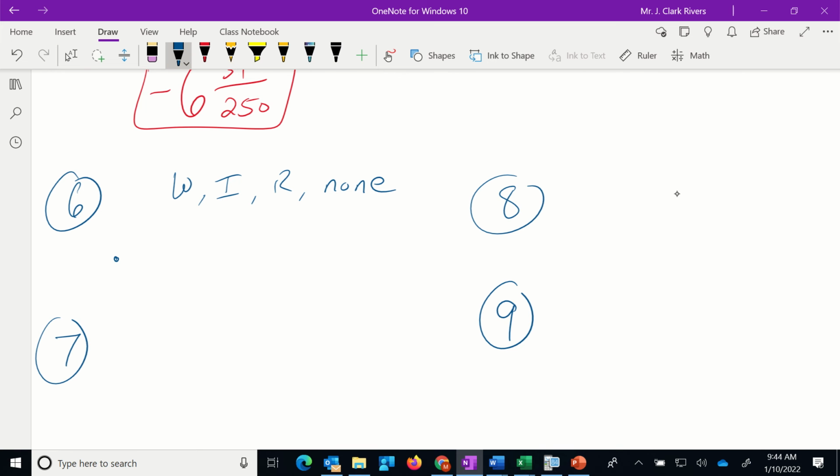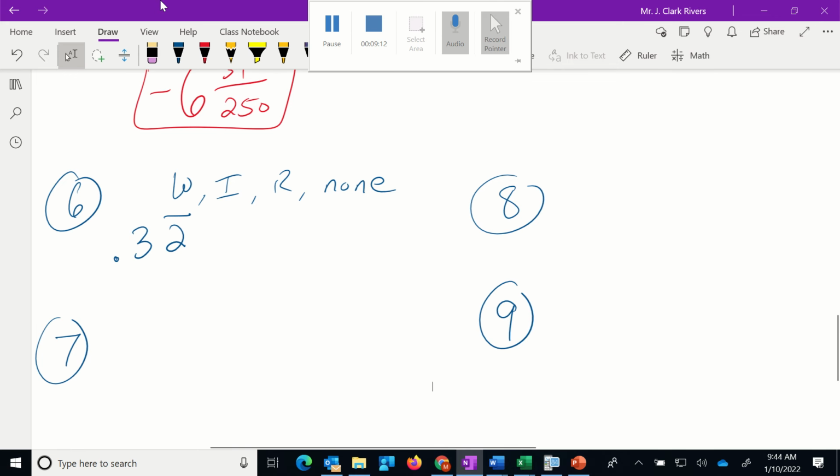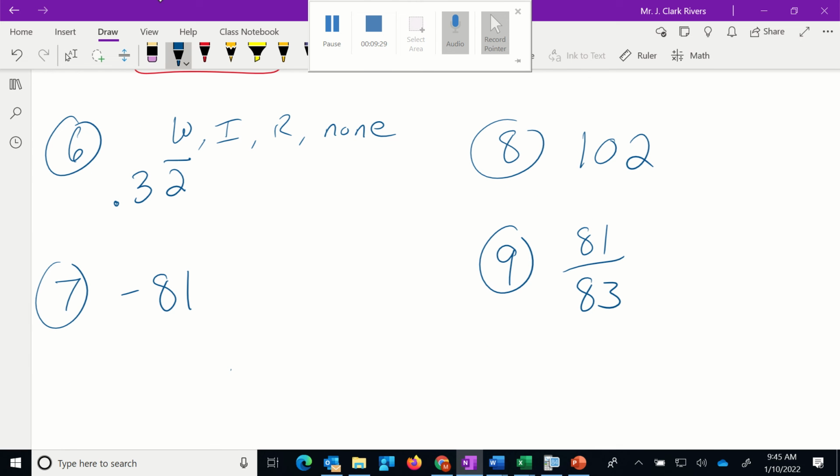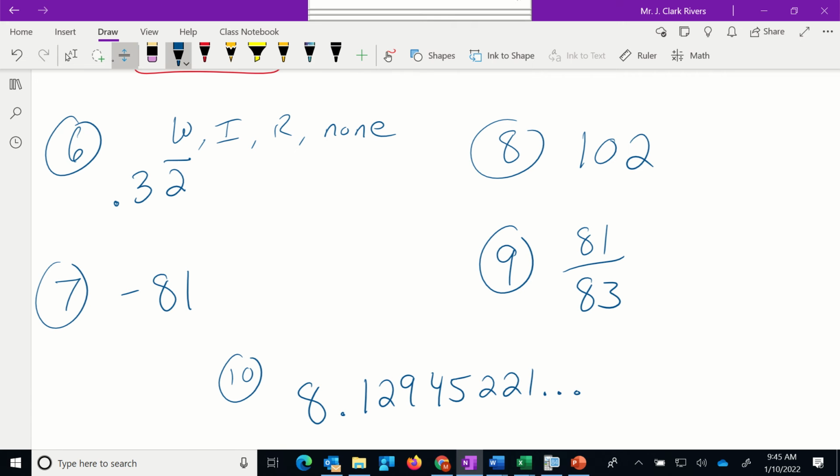Number 6 is 0.32 repeating. Number 7 is going to be negative 81. Number 8 is going to be 102. And number 9 is going to be 81 83rds. Oh, and I got one more, number 10 as well. Number 10 is 8.129452221, and then this goes on forever. All right, so try those 5 on your own. W, I, R, or none, write all that apply there.